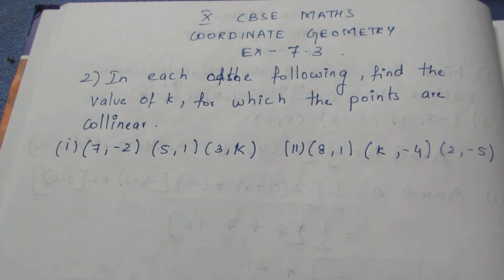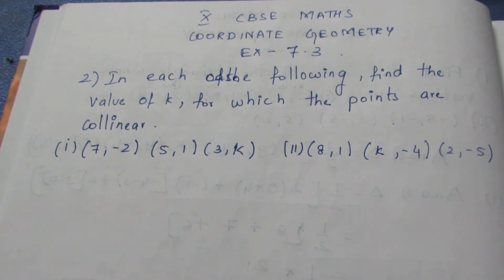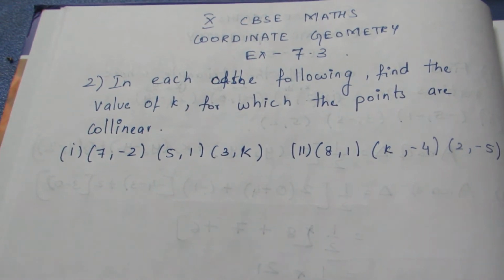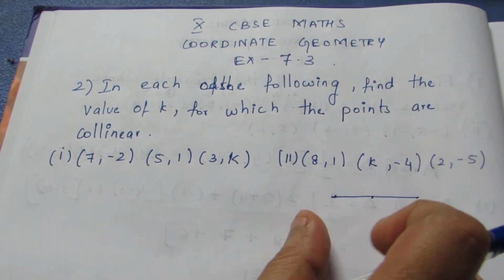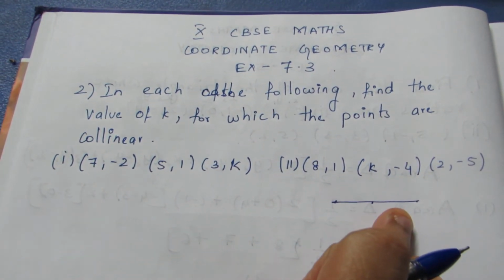Let's see the question. In each of the following, find the value of k for which the points are collinear. Collinear means the points form a straight line.